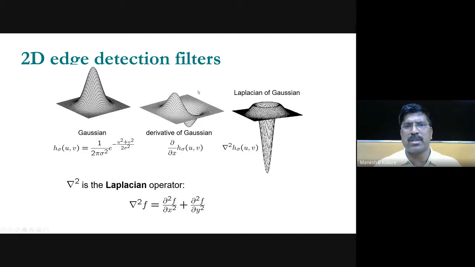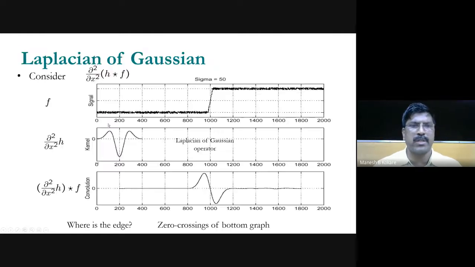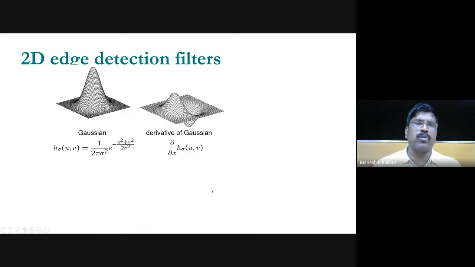So this is the single derivative, and after that the Laplacian of Gaussian, so this is the double derivative. You get a function like this for the two-dimensional case. For the one-dimensional case, we have already seen that you get a function like this, and when you convolve it with the signal, you get the output like this. Here the zero crossing is the point where there is an edge. Now you are just extending this idea to the two-dimensional case.